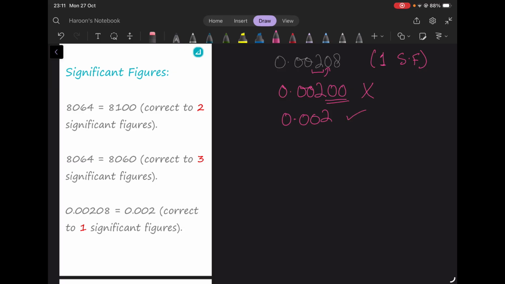So let's say I take the exact same 0.00208, and the examiner tells me to write this correct to, let's say, 2 significant figures. The first significant figure, of course, is this 2. The next significant figure is this 0. So I'll have a look at the third significant figure, because I need to convert it. The third significant figure is 5 or greater than 5, so I add 1 to the previous digit. So this becomes 0.0021. I will not write 0 at the end. If I write this, this would be converted to 3 significant figures, which would be marked incorrect. So this would be my final answer.